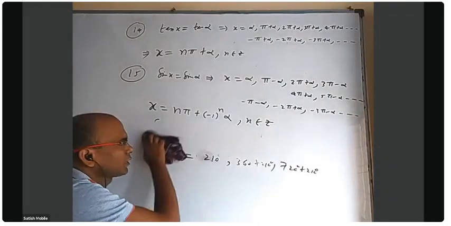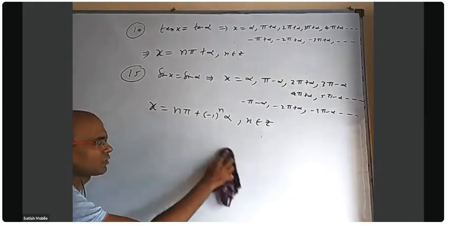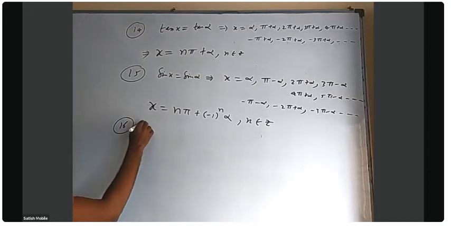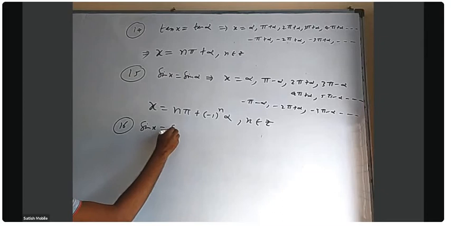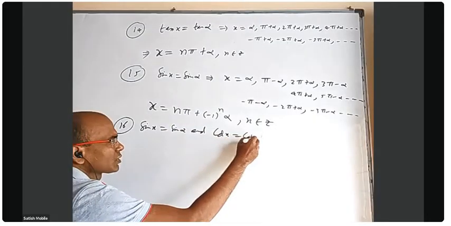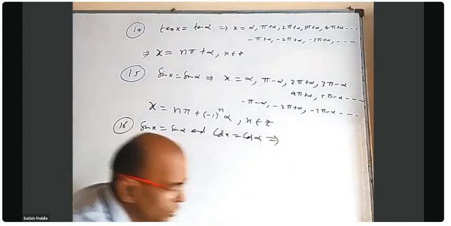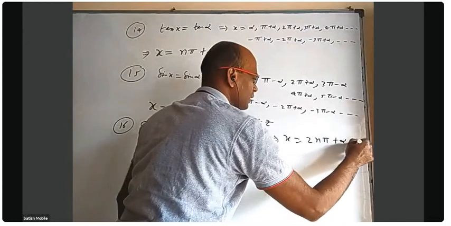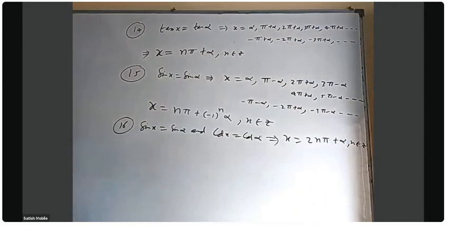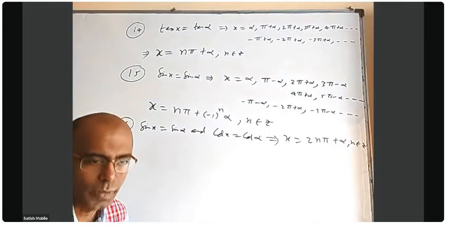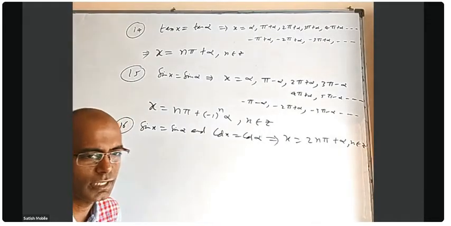So I'm going to write 3 more formulas, but that is also 3 in 1 in a sense. If you have sin x equal to sin alpha and cos x equal to cos alpha, the general solution is x equal to 2n pi plus alpha where n belongs to Z. If alpha is a solution, the next solution is again adding 2 pi only. Next adding 4 pi, adding 6 pi. That is adding a multiple of 2 pi.